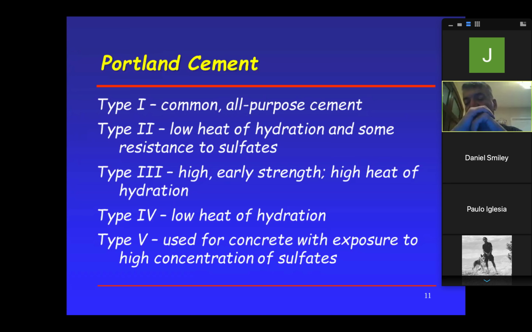Then they turn the water off. But it's a problem when you're doing something very thick. Inside of that, there will be high heat of hydration, so you will pick up this kind.